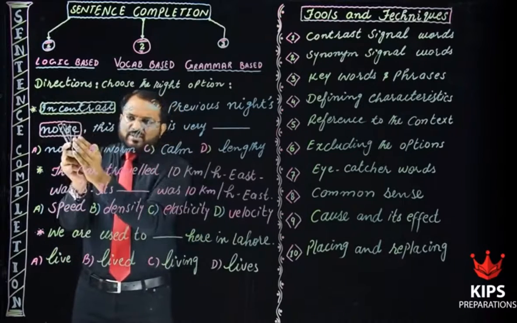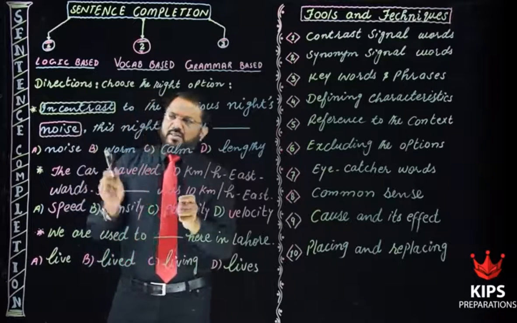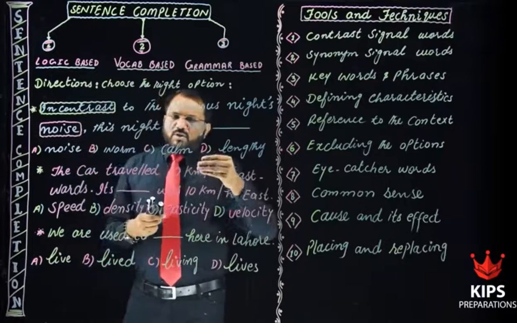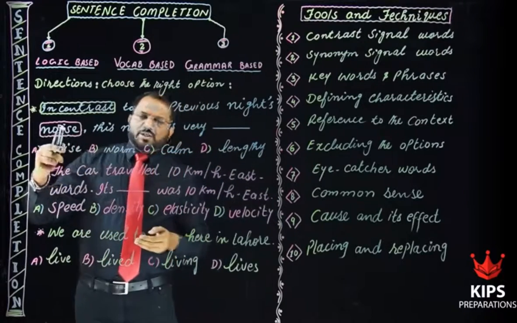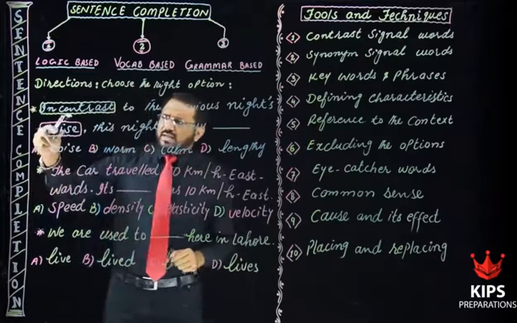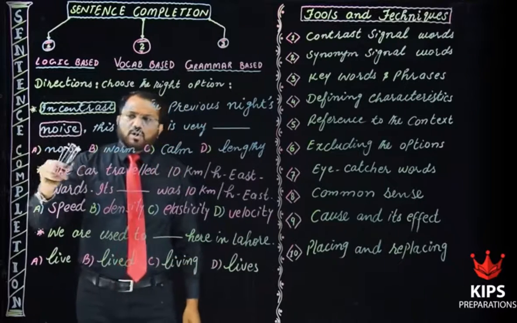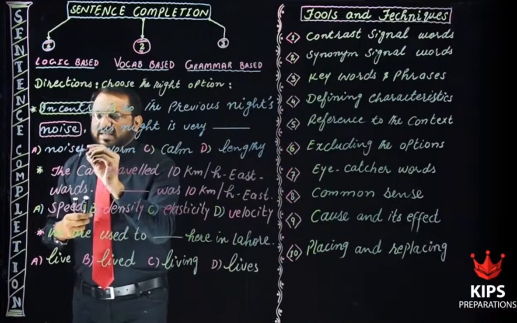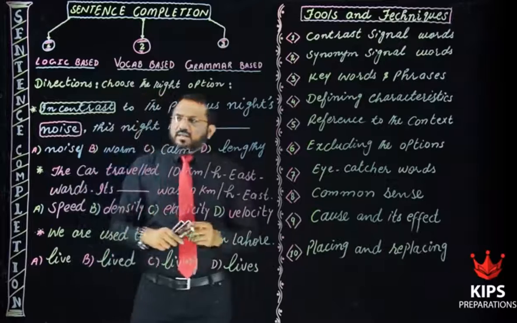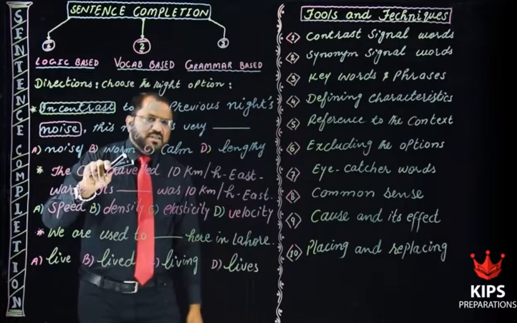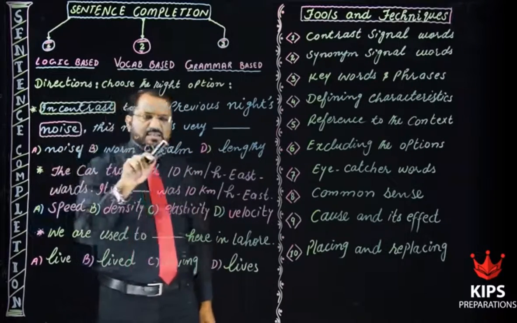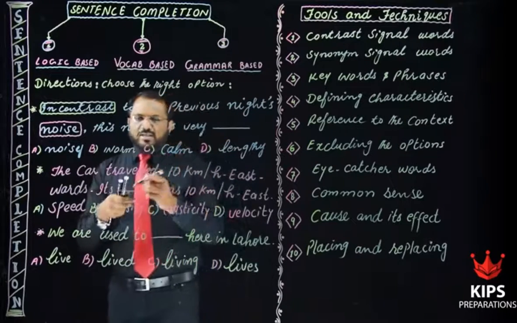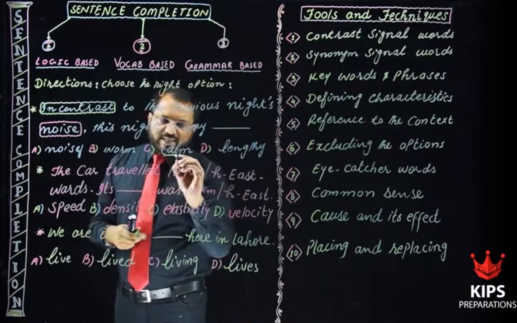In contrast shows that two such words are going to be used that are opposite to each other. One word, noise, is given, and our answer for sure will be a word that is an antonym to noise. Let us test every option, whether it is an antonym to noise or not. Is the antonym to noise noise or noisy? Certainly not. This cannot be your answer. Is the antonym to noise warm? Certainly not. Is the antonym to noise calm? Yes. Is the antonym to noise lengthy? Certainly not. So here we go. The antonym to noise is calm.